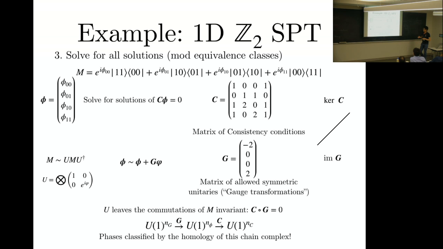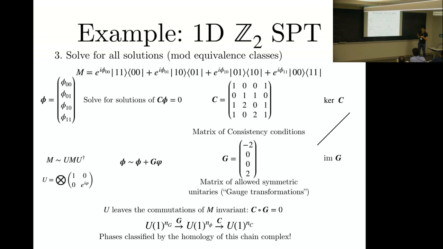So in general, what we do is, from this matrix, you can write down all these phase factors as a vector phi. And the consistency conditions are written as C times phi equals 0, where C is this matrix from the previous slide. And what I'm doing is just solving for the kernel of this matrix C. Now, this matrix M, which tells me how I can hop the excitations, I can conjugate it by a unitary that preserves the symmetry. So in this case, for Z2, it turns out to be a phase gate, where I conjugate M by a phase gate at every site. And that gives me a different M with different values of phi.